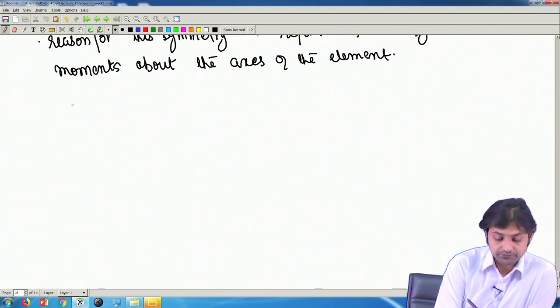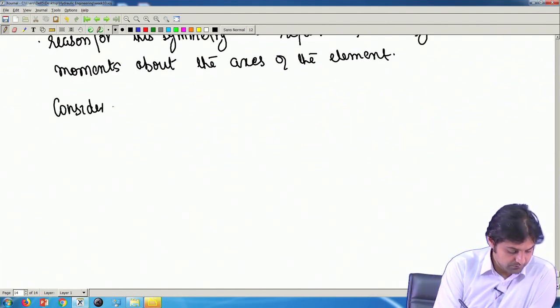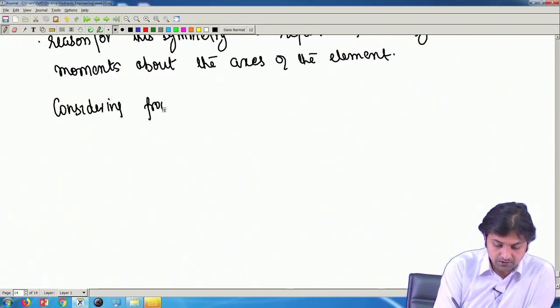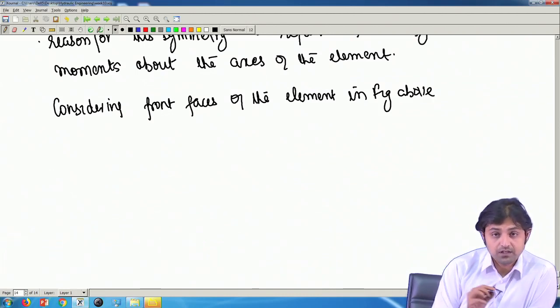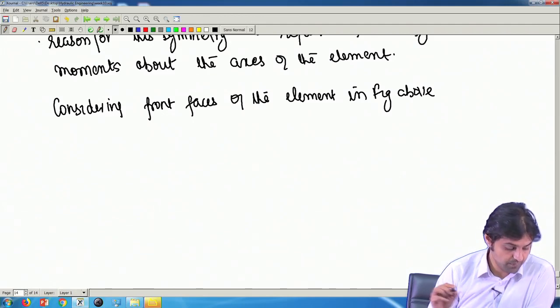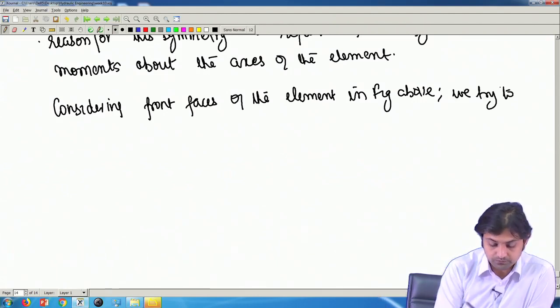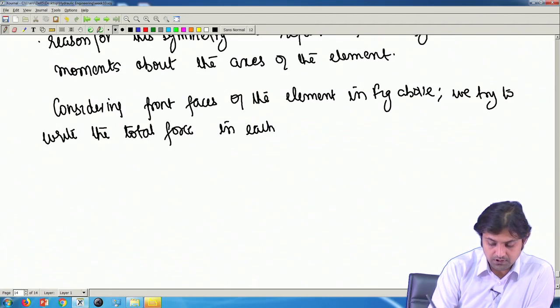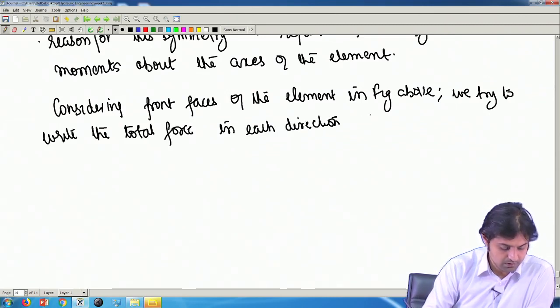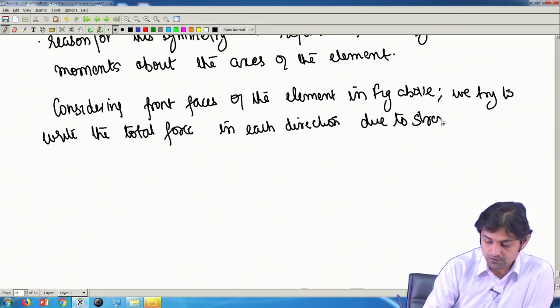So let us consider the front faces of the element in the figure above. Actually we wrote those stresses in the front faces itself. We try to write the total force in each direction due to stress.